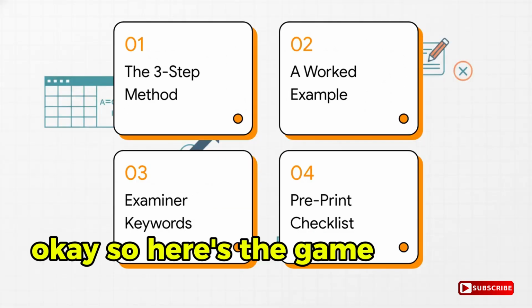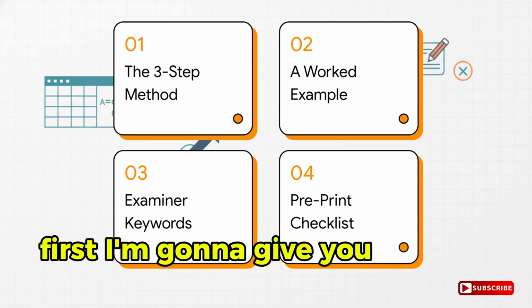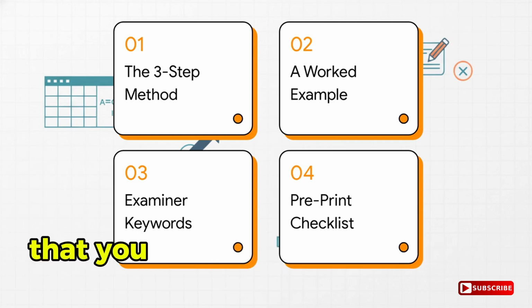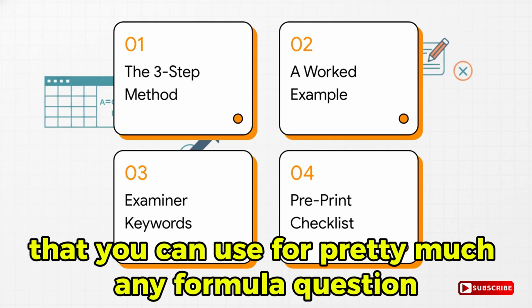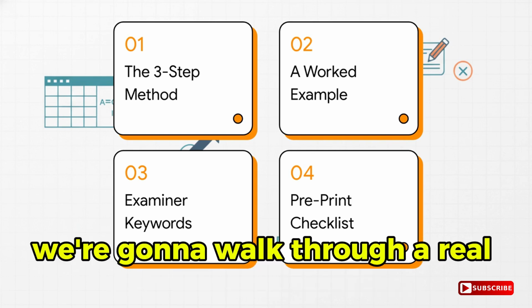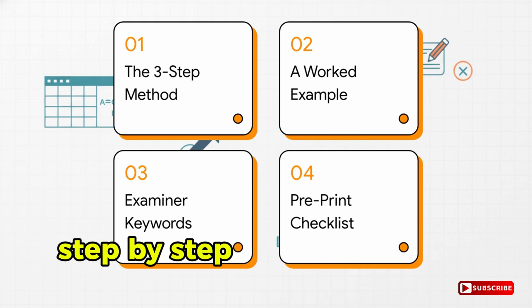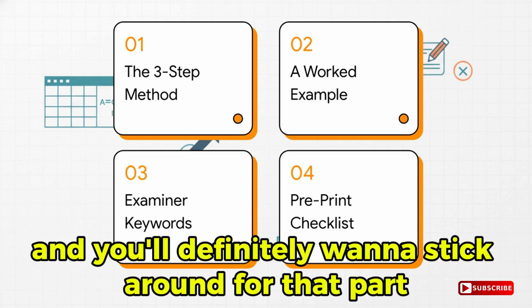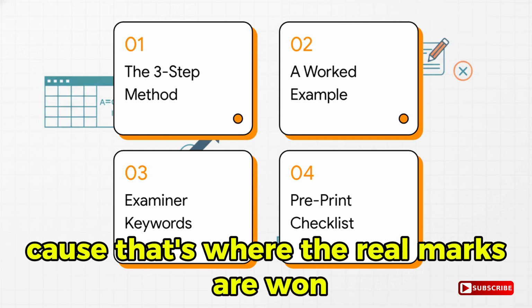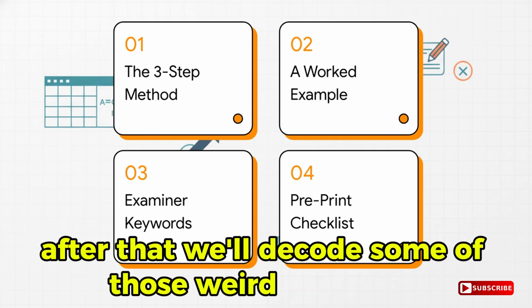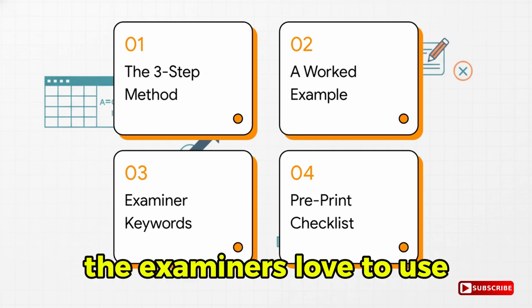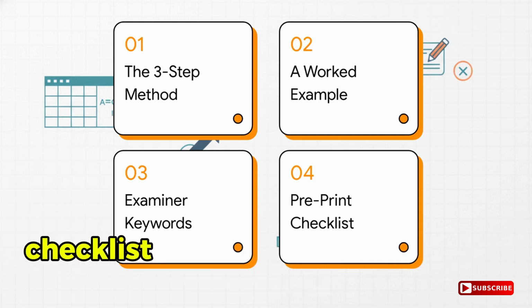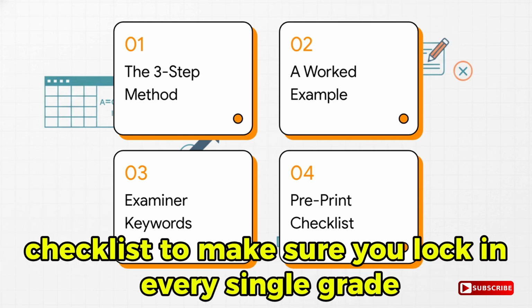Okay, so here's the game plan for today. First, I'm going to give you a super simple 3-step method that you can use for pretty much any formula question. Then we're going to walk through a real exam example together, step by step, to see how it all works in practice. And you'll definitely want to stick around for that part, because that's where the real marks are won. After that, we'll decode some of those weird keywords the examiners love to use, and we'll wrap up with a quick pre-print checklist to make sure you lock in every single grade.